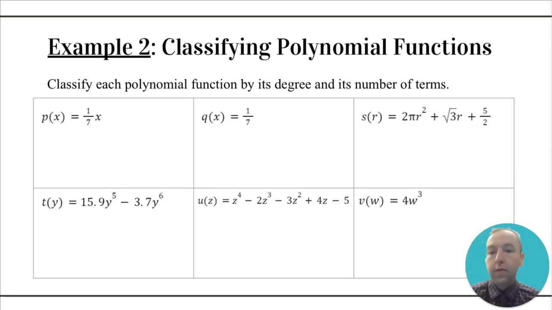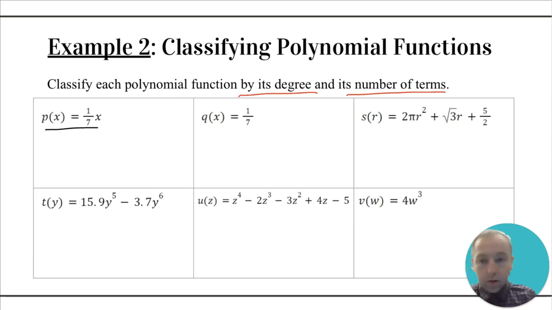So here we're asked to classify each polynomial function by its degree as well as by its number of terms. So when you have to give what type it is by its degree, that's going to be like if it's cubic because it's degree 3, or if it's constant because it's degree 0, right? And then when you classify it by how many terms it has, that's going to be like mono, bi, tri, what have you, right?